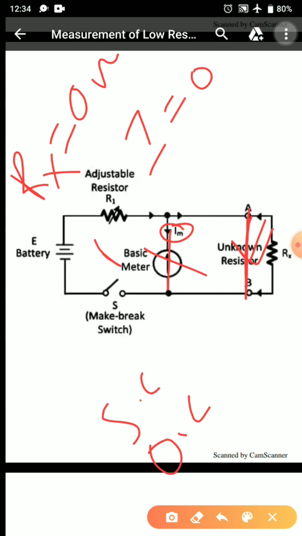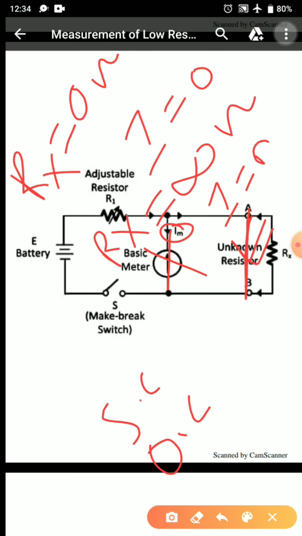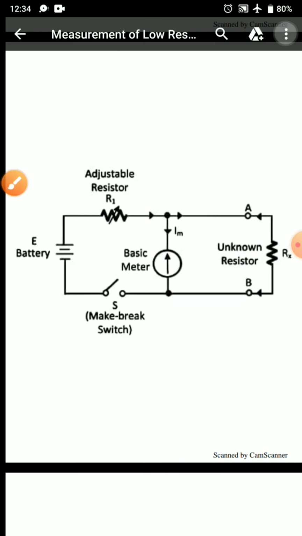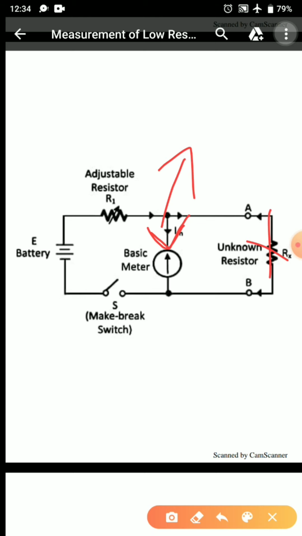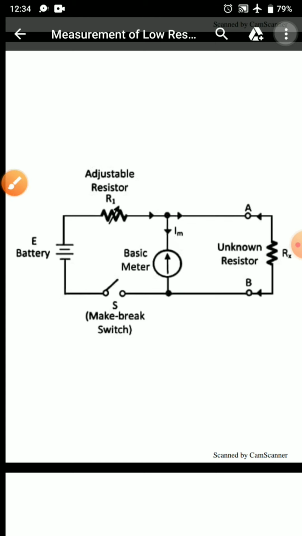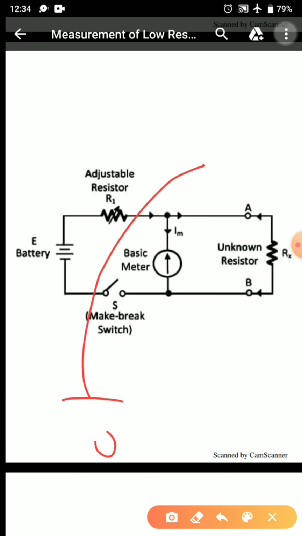Now the second condition that I am having is open circuit. When this is open circuit, what will happen? It clearly means that the resistance is infinity ohms. Here my current value will be maximum, because when this is open circuit, no resistance is connected across here, so the maximum current will flow across the meter. So based on this, I can get two conditions, 0 and infinity.